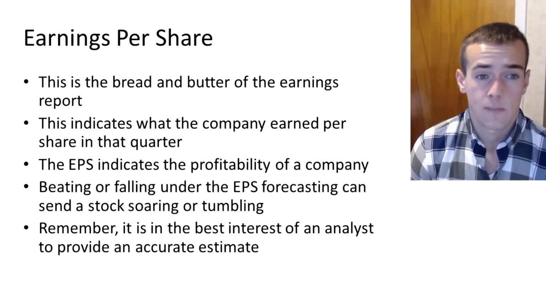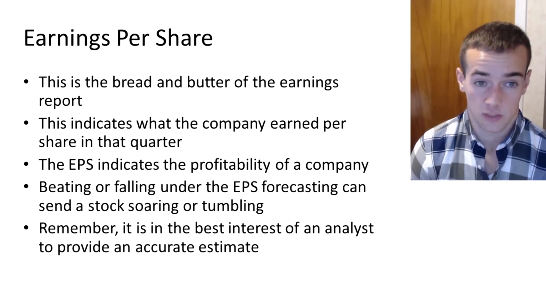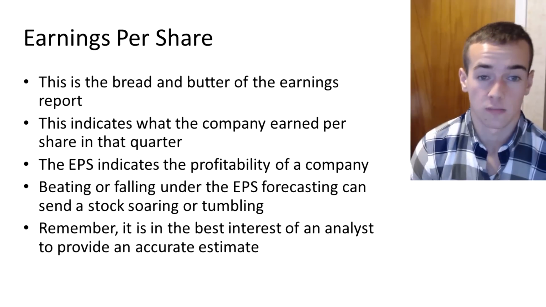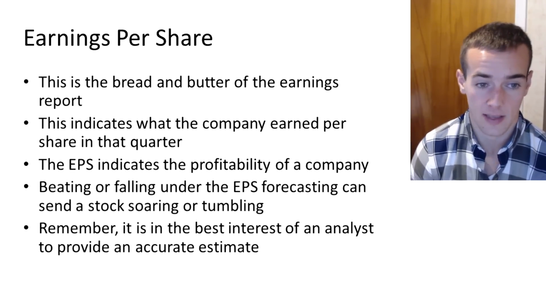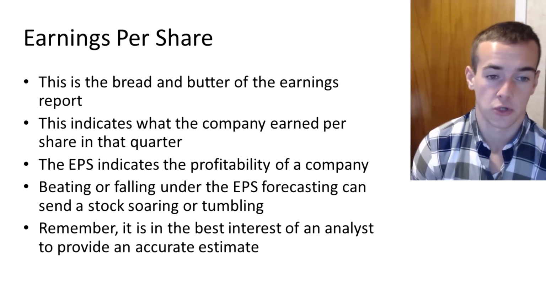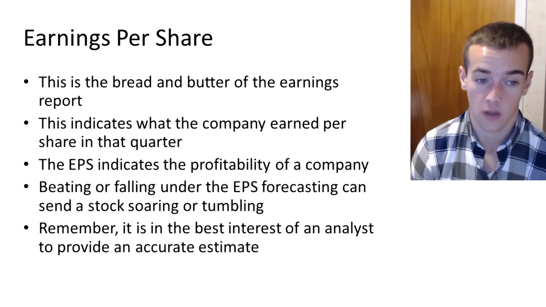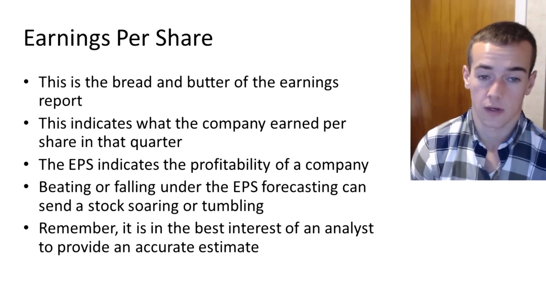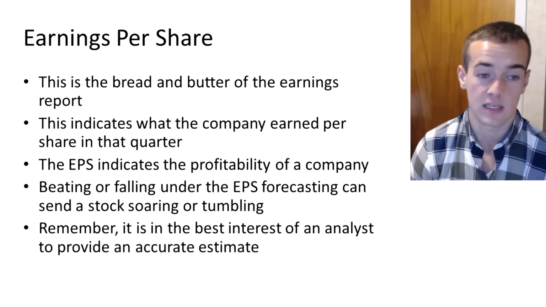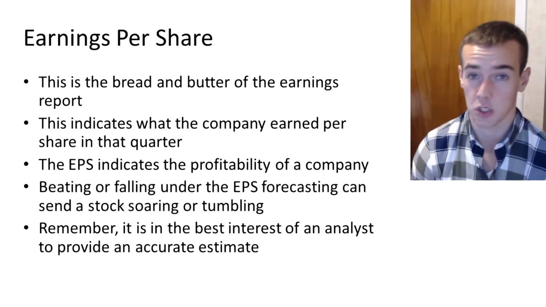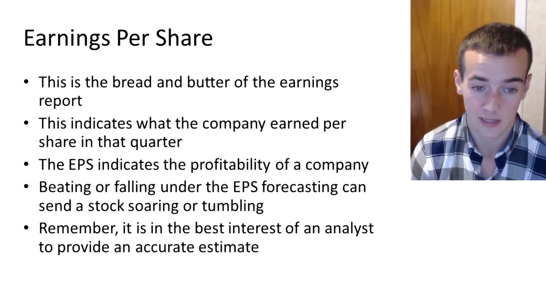So the first thing that people really pay attention to is the earnings per share figure, and this is the bread and butter of the earnings report. This indicates what the company earned per share in that quarter, and the earnings per share indicates the profitability of a company. Now, beating or falling under the EPS forecasting can send a stock soaring or tumbling. So when you hear about a company beating earnings expectations, it means they beat the EPS, or the earnings per share expectations set by those Wall Street analysts.